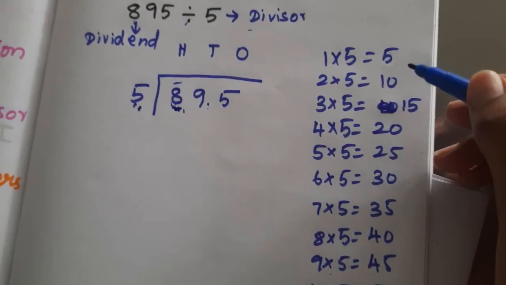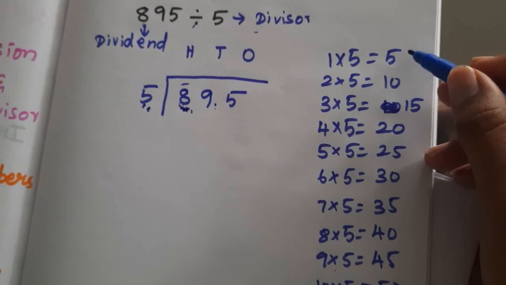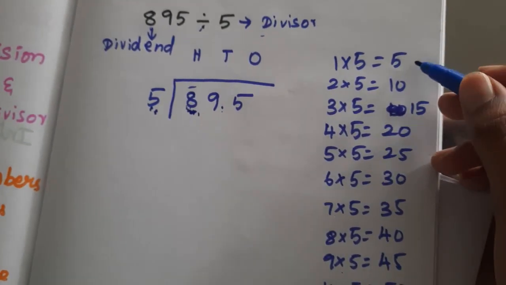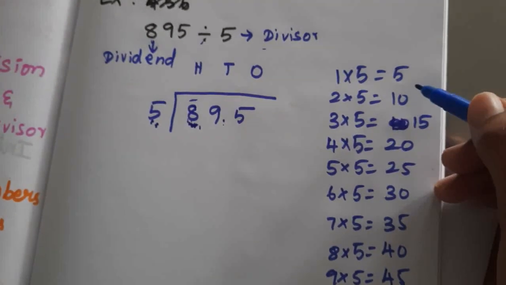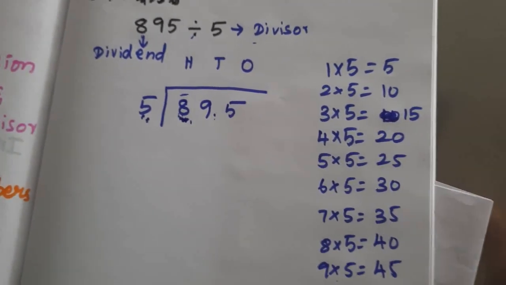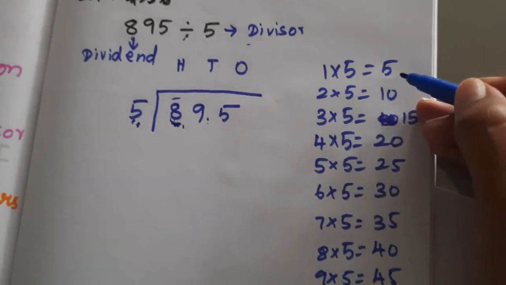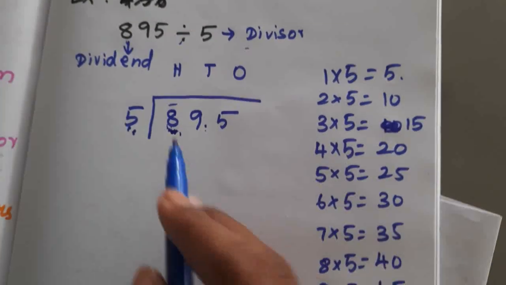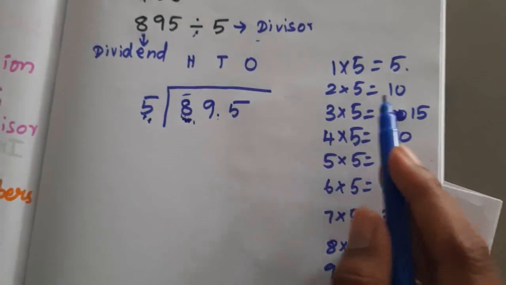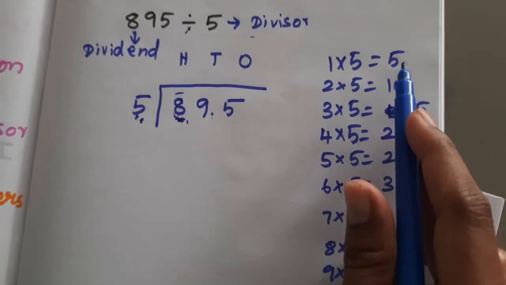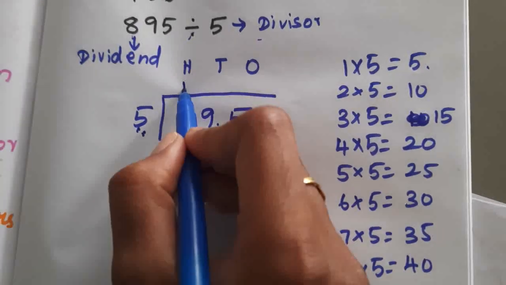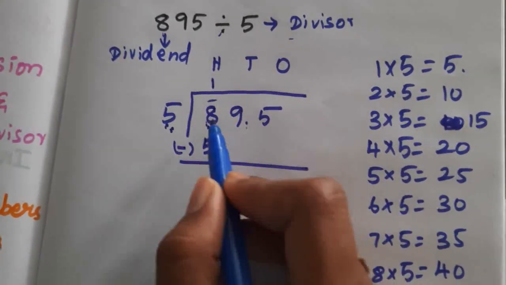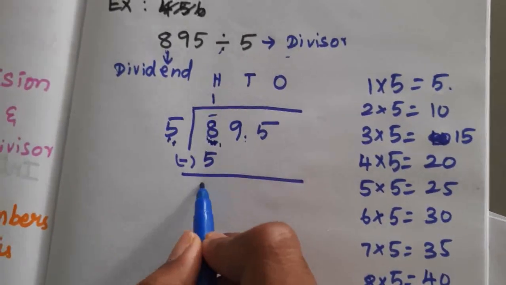Is it more than 8 or less than 8? Obviously it is less than 8, because we are going to use a subtraction process. So how many times? It's 5. After the 5 is 10, but the dividend is 8. It's more, so no need to take 2 times. Only 1 time you should use. 1 time 5, minus process, 8 minus 5 is 3.